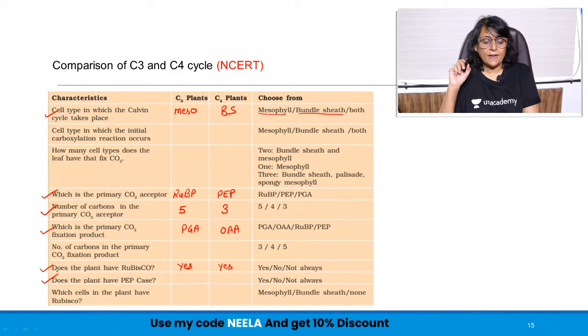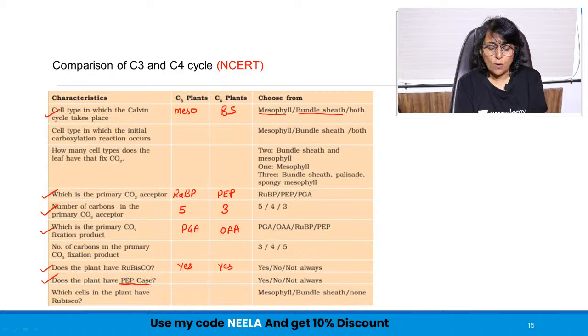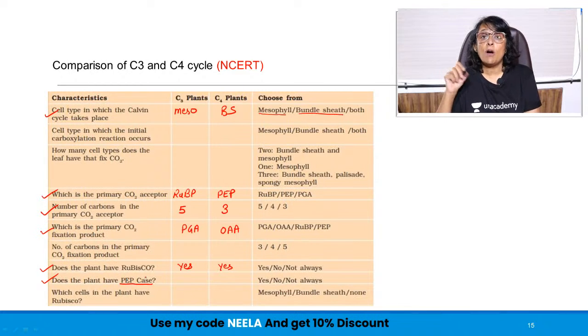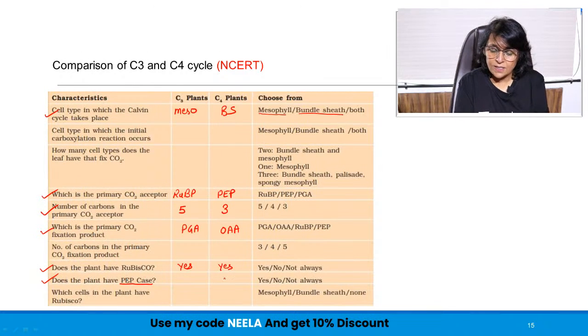Now, does the plant have PEPCO, that is phosphoenol pyruvate carboxylase. So, do C3 plants have PEPCO? Actually, not always. They don't need it because it is rubisco, and when rubisco is not working properly, there is photorespiration and there is loss of carbon dioxide. But here it is yes, and here it is not always.